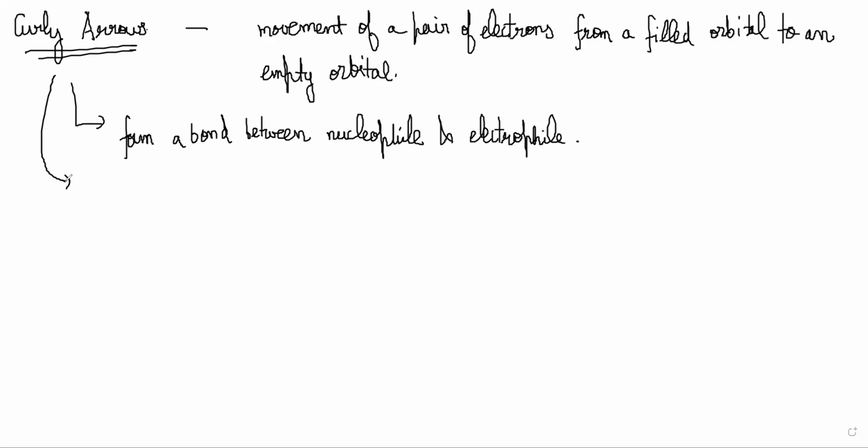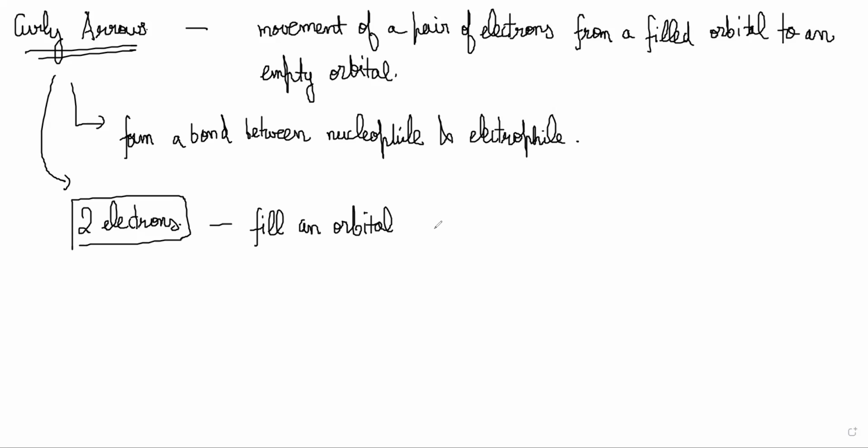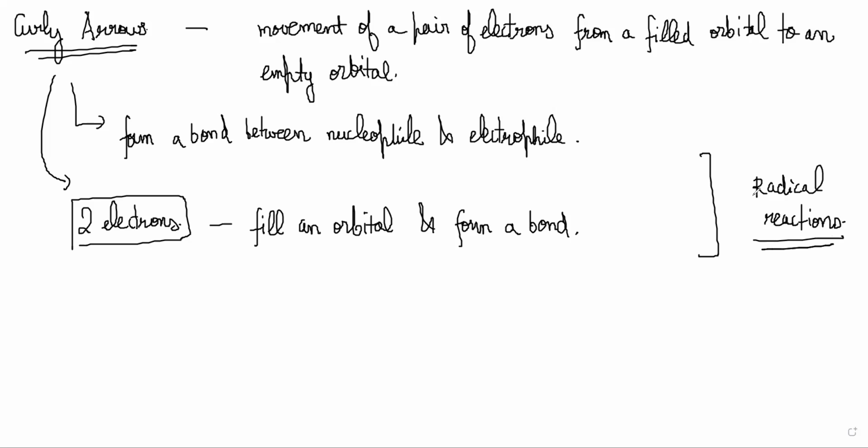Now, a curly arrow always represents two electrons, because it takes two electrons to fill an orbital and form a bond. There are special reactions where only one electron is being transferred. Those are called radical reactions, which we will see much later. Right now, you should just remember that a curly arrow means two electrons are moving, right?